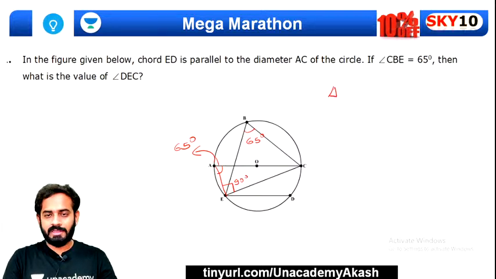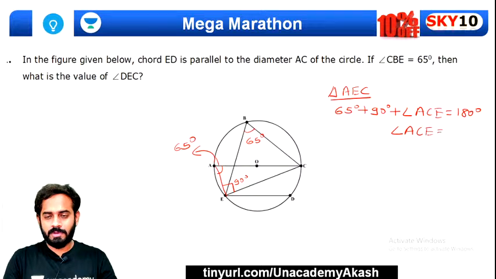Now in triangle AEC, 65 degree plus 90 degree plus angle ACE is equal to 180 degree. So the value of angle ACE is equal to 25 degree, isn't it? This is 25 degree.